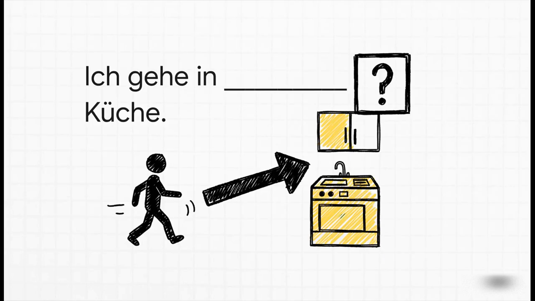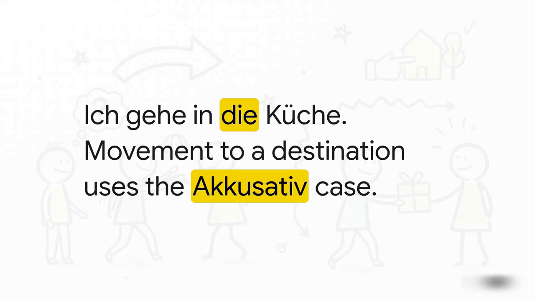Let's try one more. Ich gehe in the kitchen. And here's a hint. Movement. What did we learn about those two-way prepositions when there's movement to a destination? The correct answer is in die Küche. Because you are moving into the kitchen, you're answering that question where to. So the preposition in takes the accusative case. Now, if you were already inside, you'd say, ich bin in der Küche, and that would be dativ.